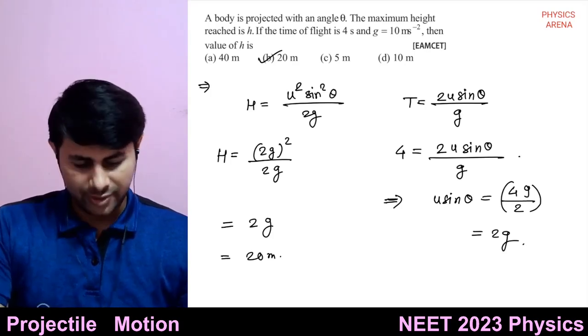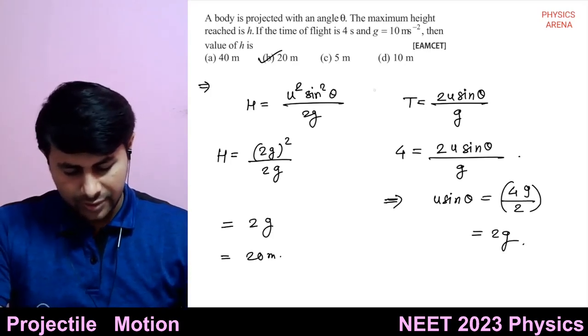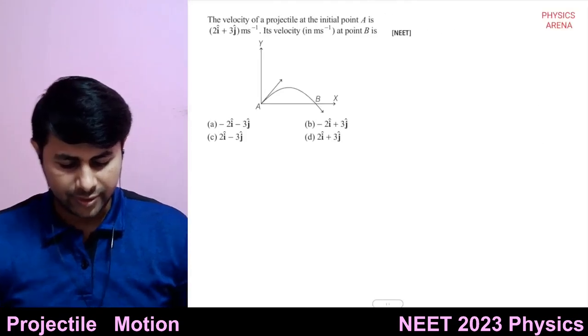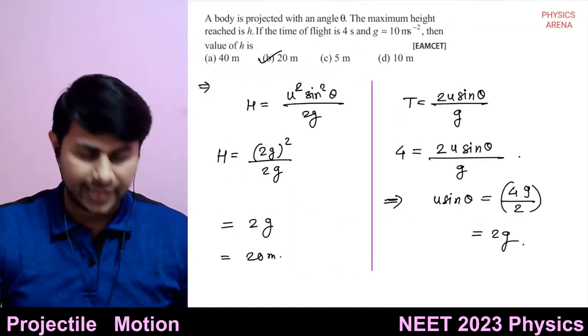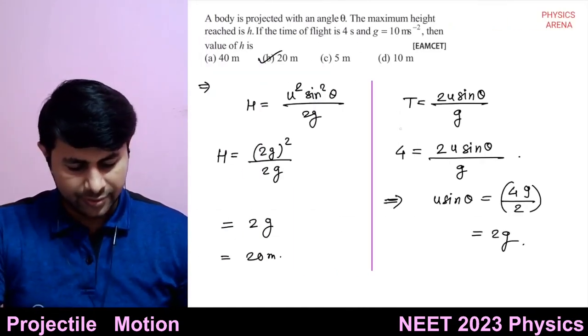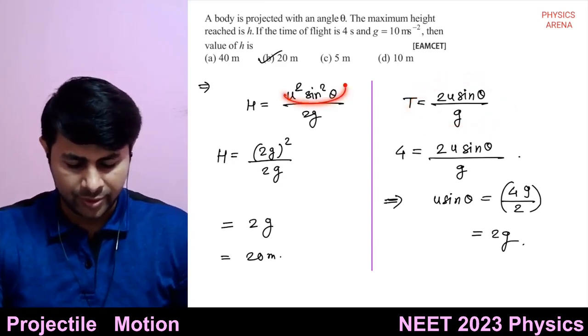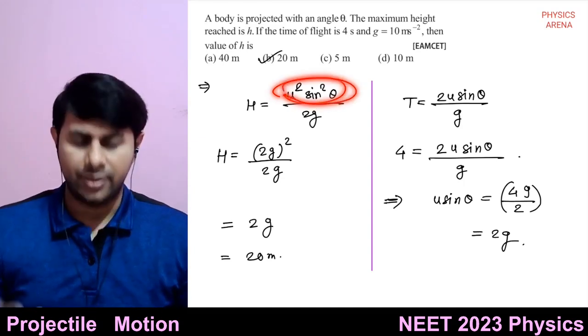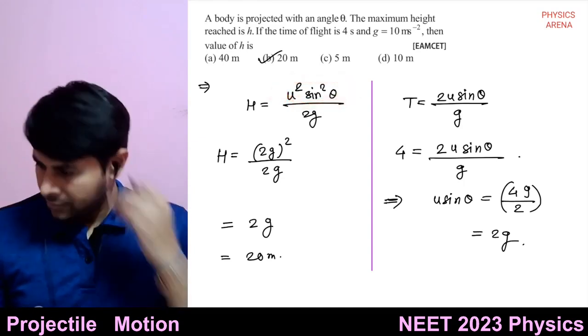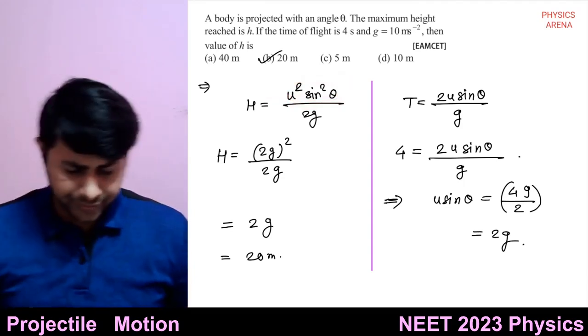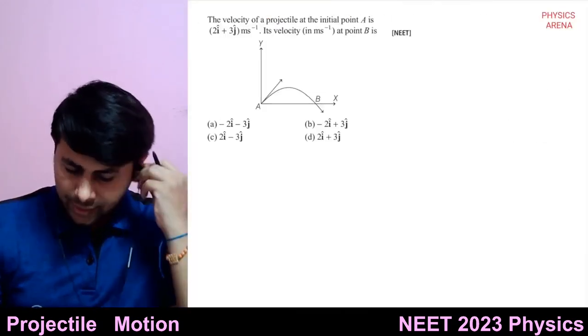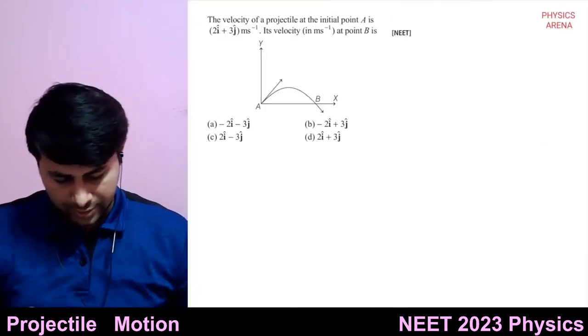Yes, sir. Okay. Next one. So we have to do these kinds of adjustments. Here t is given, so from that you can find this unknown thing, u sine theta. All right. Next question.